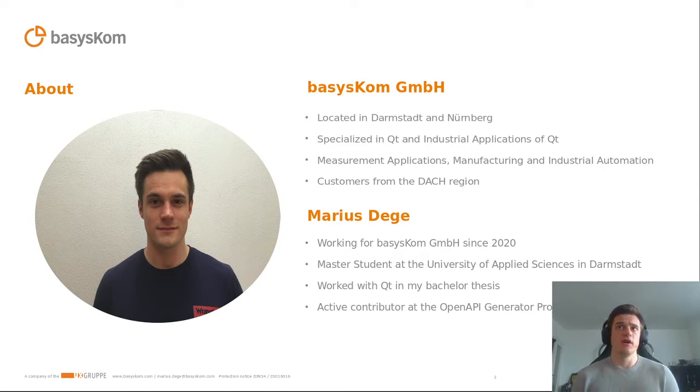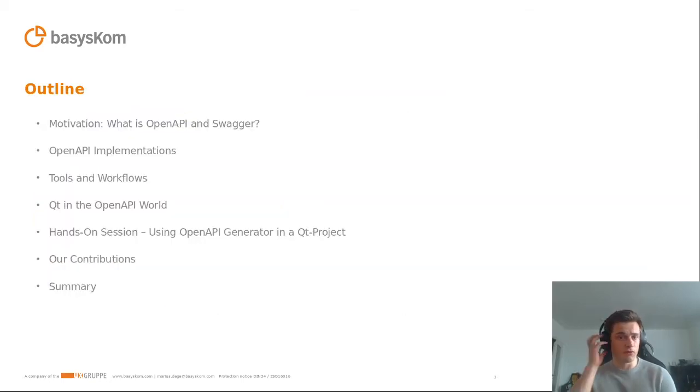And we at Basiscom are often in situations where a Qt application has to talk with a web API, and more specifically a Swagger API, and that's why I want to talk about this topic today. But before we start, a small overview about the outline for today. First, we want to see what is OpenAPI and what is Swagger. Then we want to take a look at different OpenAPI implementations. These are projects that are implementing OpenAPI, the OpenAPI tooling, which you can use in your project. Then we want to take a look at the tools and the workflows that those implementations provide before we see how Qt fits in the OpenAPI world.